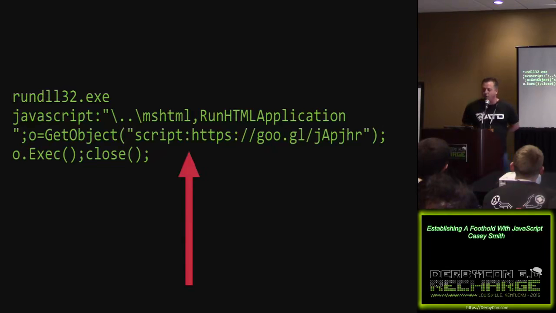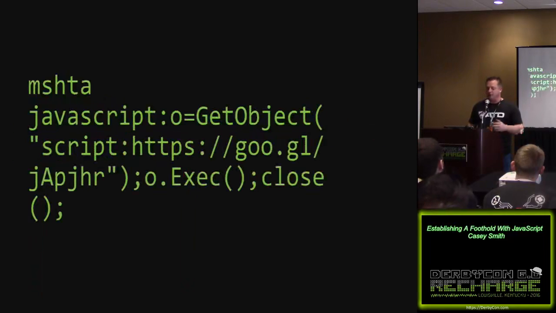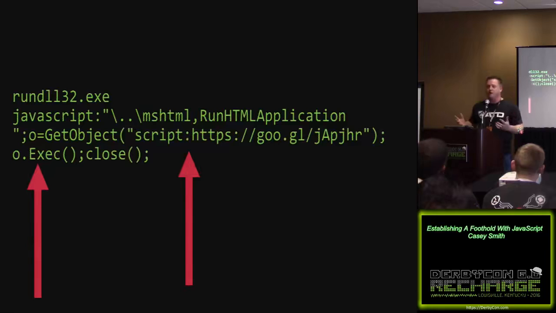We're using script:/HTTPS and then the path to wherever your scriptlet is hosted. That's what's going to trigger the execution of the COM scriptlet, and then we simply call the method that we defined in the scriptlet, and then we close the HTA file, so no message or warning would pop up on the user's machine in that situation. So that's a distinction there as far as setting up the call with rundll32.